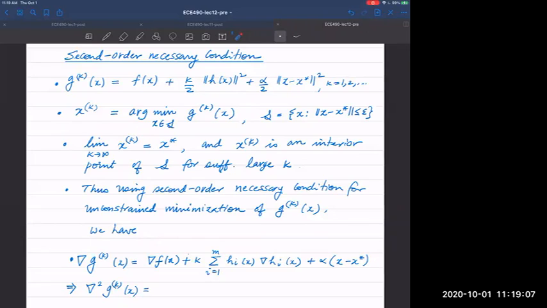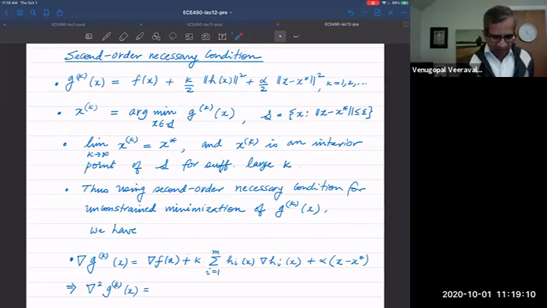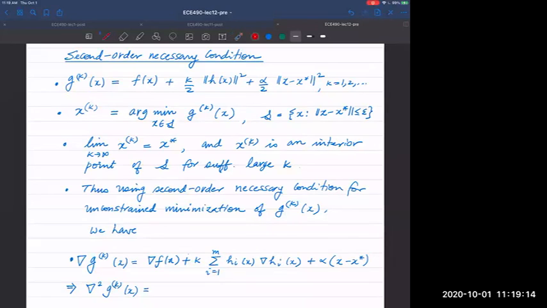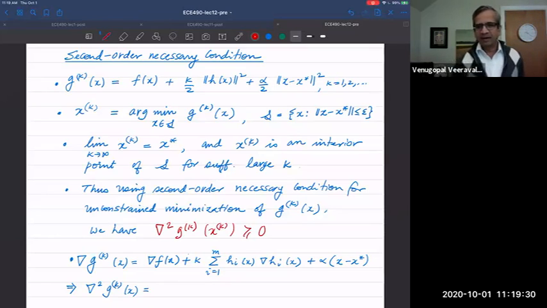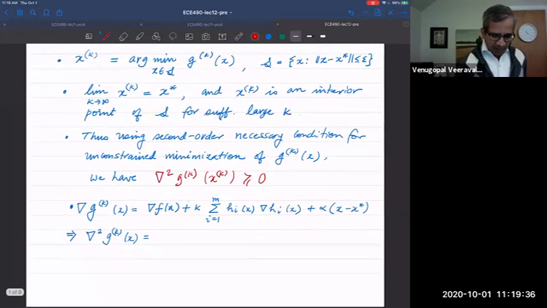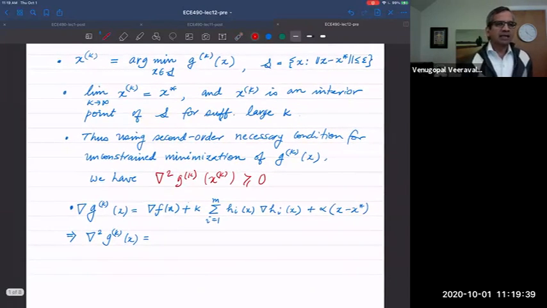Yeah, so it just needs to be greater than 0. What needs to be greater than 0? The Hessian. The Hessian, okay. So the Hessian at x_k needs to be positive semi-definite, right? That's the second order necessary condition for unconstrained minimization. So we know that will still hold for g_k even with the constraint, because x_k is an interior point.